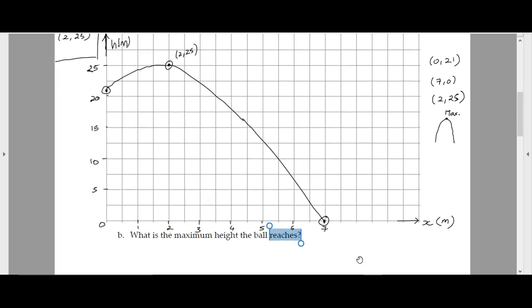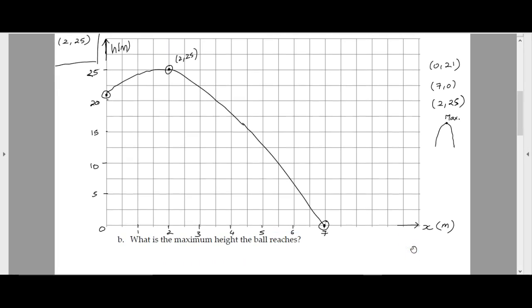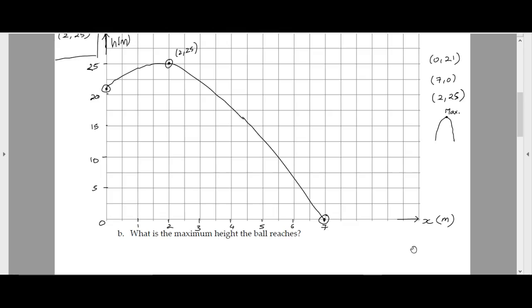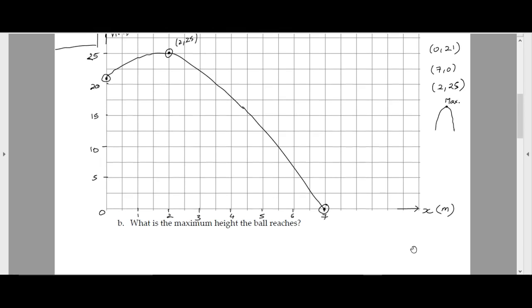Okay, let's go ahead and answer some of the questions. What is the maximum height the ball reaches? Now we're going to look at our turning point, which is going to be 2, 25, and the maximum height, which is my y-coordinate, tells me the maximum height the ball reaches is 25 meters above the ground.